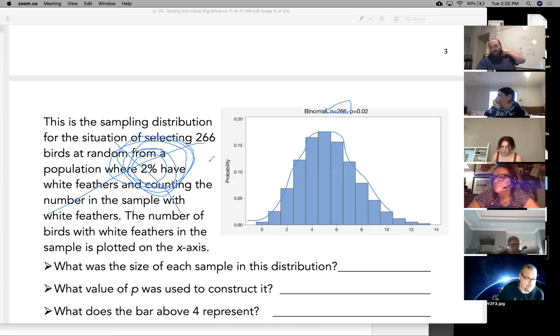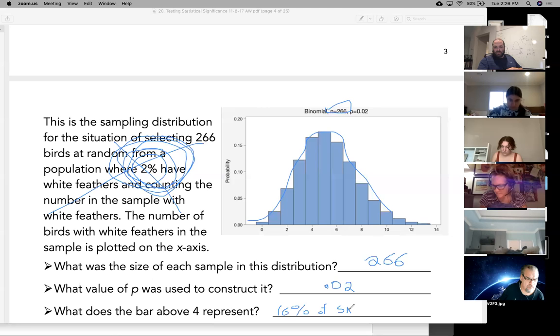We'll go more in depth because this is very important. What was the size of each sample in the distribution? They were all size 266. What value of P was used to construct it? 0.02, 2%. And what does the bar above 4 represent? It means 16% of our samples had 4 white feather birds, 4 successes, or 4 yeses.